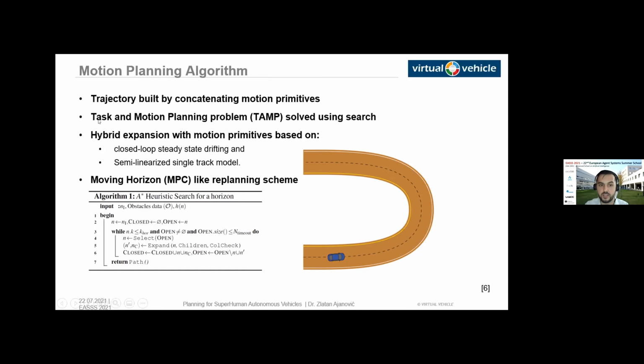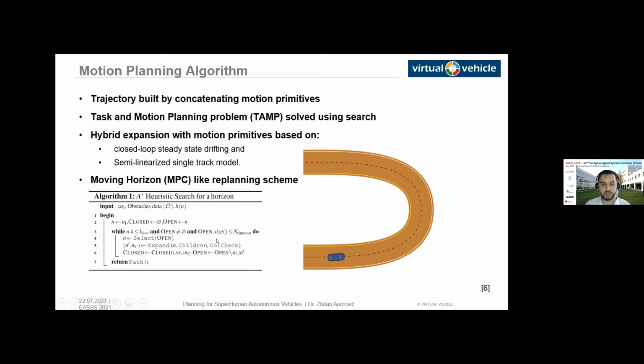And actually we do, as we said here, task and motion planning problems. By using these two models, we effectively tell, and this is combinatorial optimization on its own, the car when to go into which mode. So we have straight driving, then we go drifting, and then go back again to straight driving. So in a sense this is a task and motion planning problem, same as before, where we have lane change left, lane change right, keeping lane, and so on. And we do hybrid expansion, as we showed in the previous aspect, with closed loop steady state drifting with the equilibrium state manifold and semi-linear single track model.